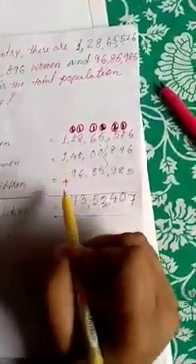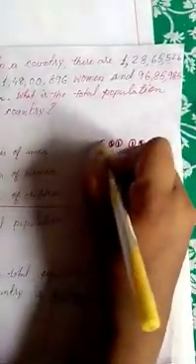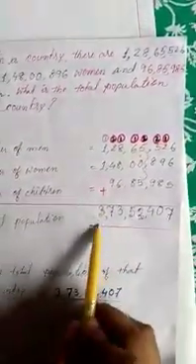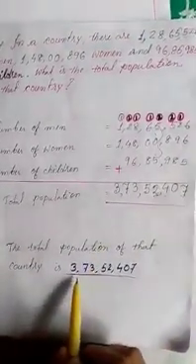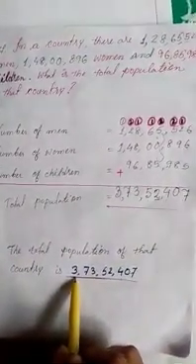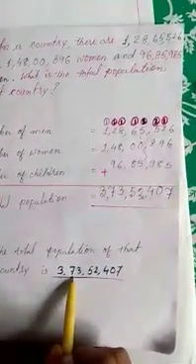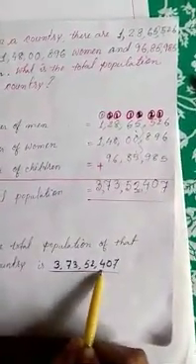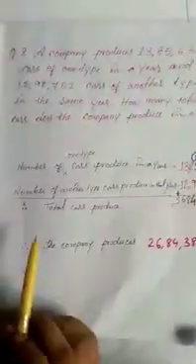So 1 and 1 more is there, that will be 3. So this is our result. Total population will be this much: 3 crores 73 lakhs 52,407. Alright students, now let's move to the next.